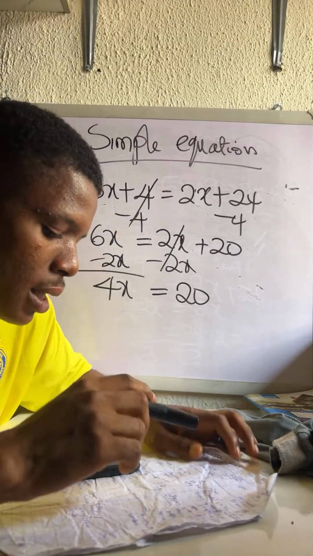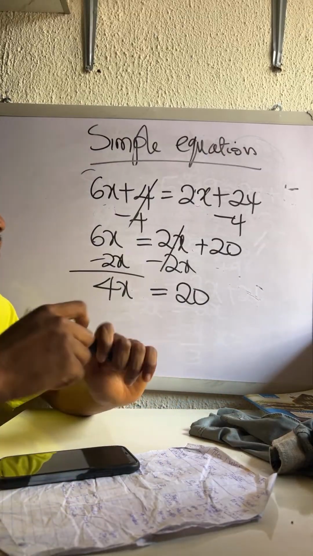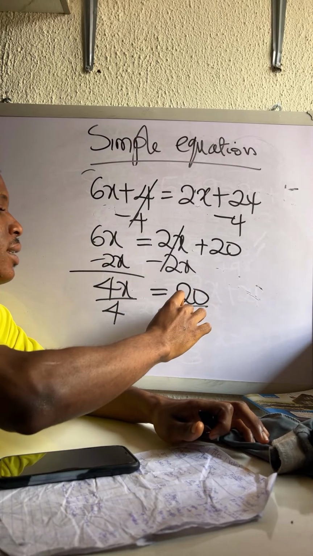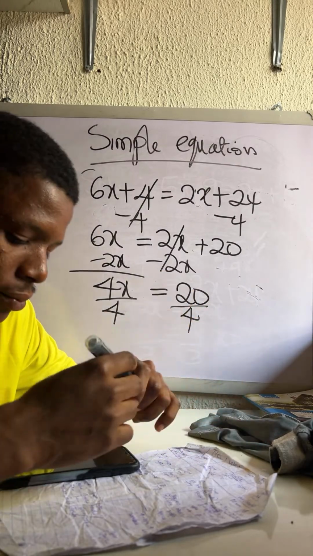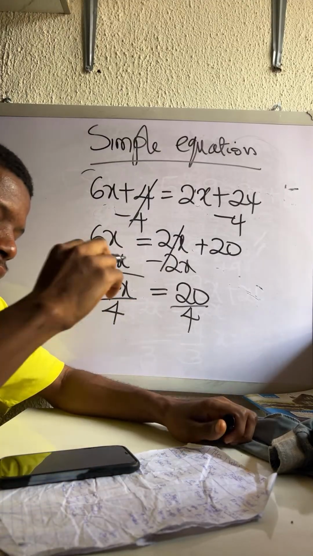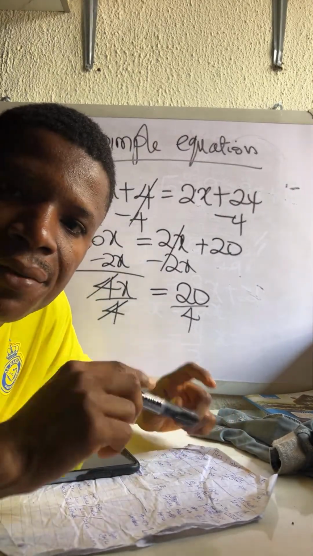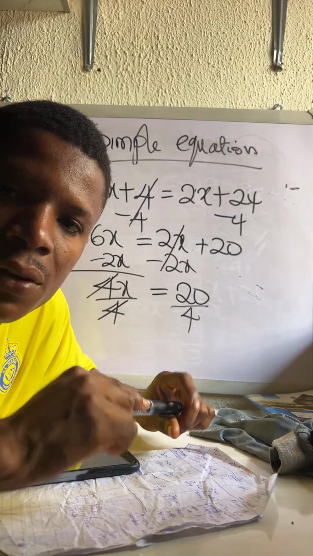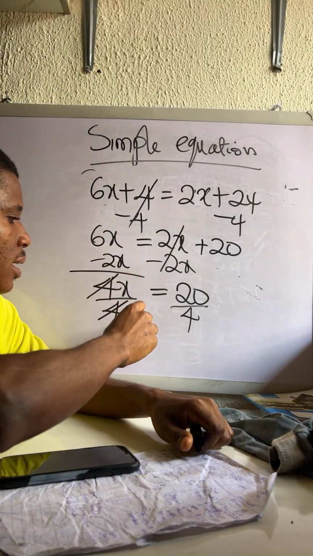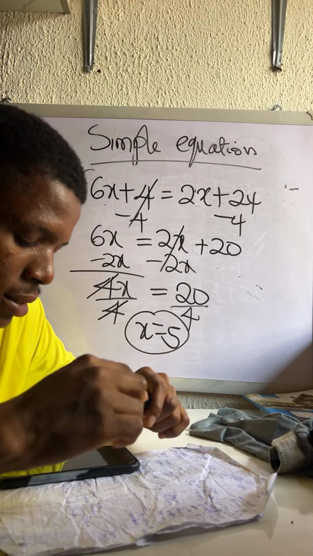When you get 20, what is the next step you have to do? You divide. So you divide here by the coefficient 4, and you divide here by the coefficient 4. What is 20 divided by 4? 20 divided by 4 is 5. So you see that x is equal to 5. So x is actually 5.